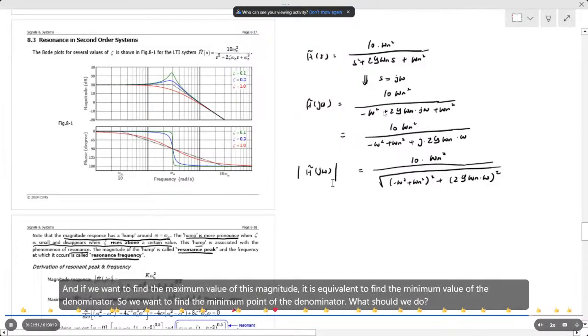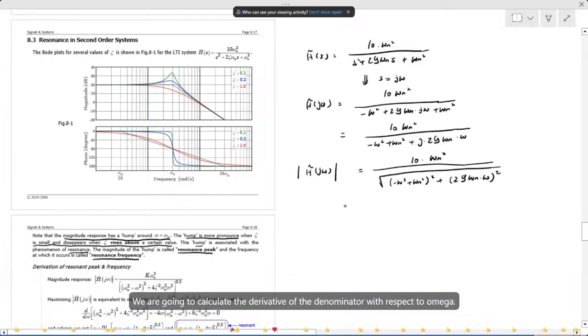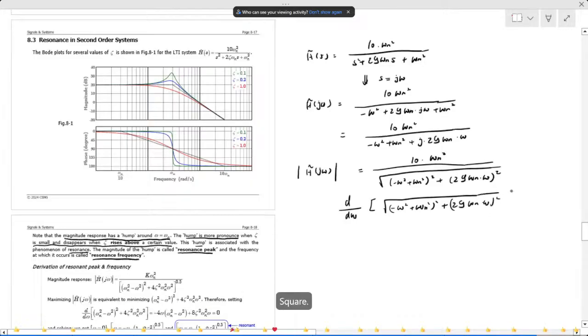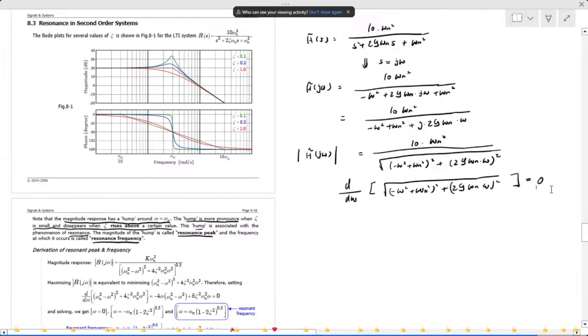And if we want to find the maximum value of this magnitude, it is equivalent to finding the minimum value of the denominator. So we want to find the minimum point of the denominator. What should we do? We are going to calculate the derivative of the denominator with respect to omega. So the denominator is equal to minus omega squared plus omega n squared, squared, plus 2 zeta omega n omega, squared. And we make its derivative equal to 0.